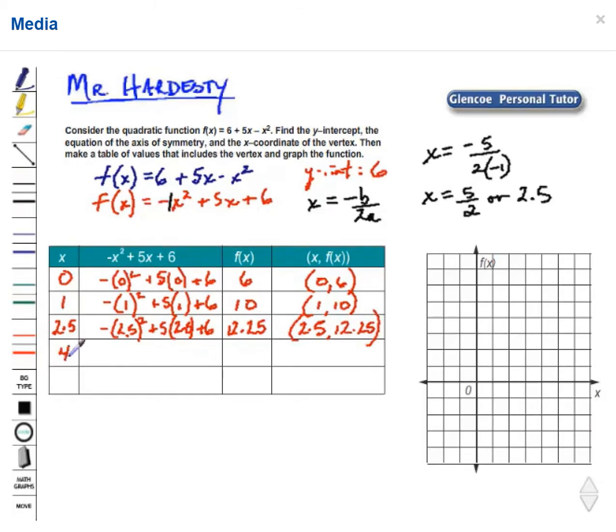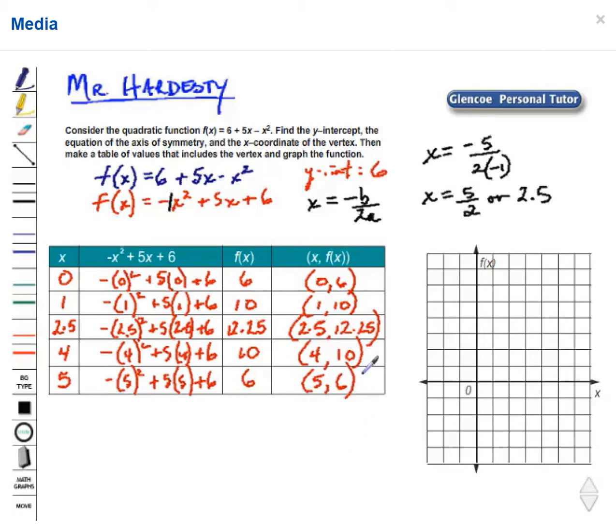Let's choose 4 for another ordered pair. It goes in for x, and we simplify and get 10. 4, 10, another ordered pair, and finally we'll choose 5. 5 into the function, the result is 6. So the ordered pair, 5, 6.